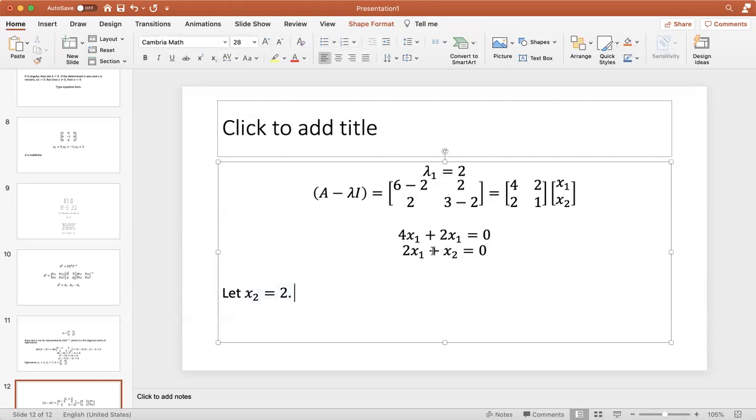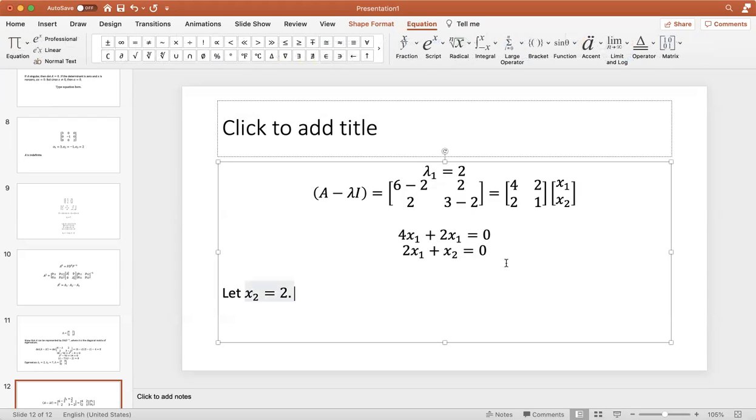x1, right? So I move 2x1 on the right hand side, right? So you'll have 2x1 equals negative 2. Or sorry, if I move x2 on the right hand side, I'll get 2x1 equals negative 2, and therefore x1 will be negative 1.